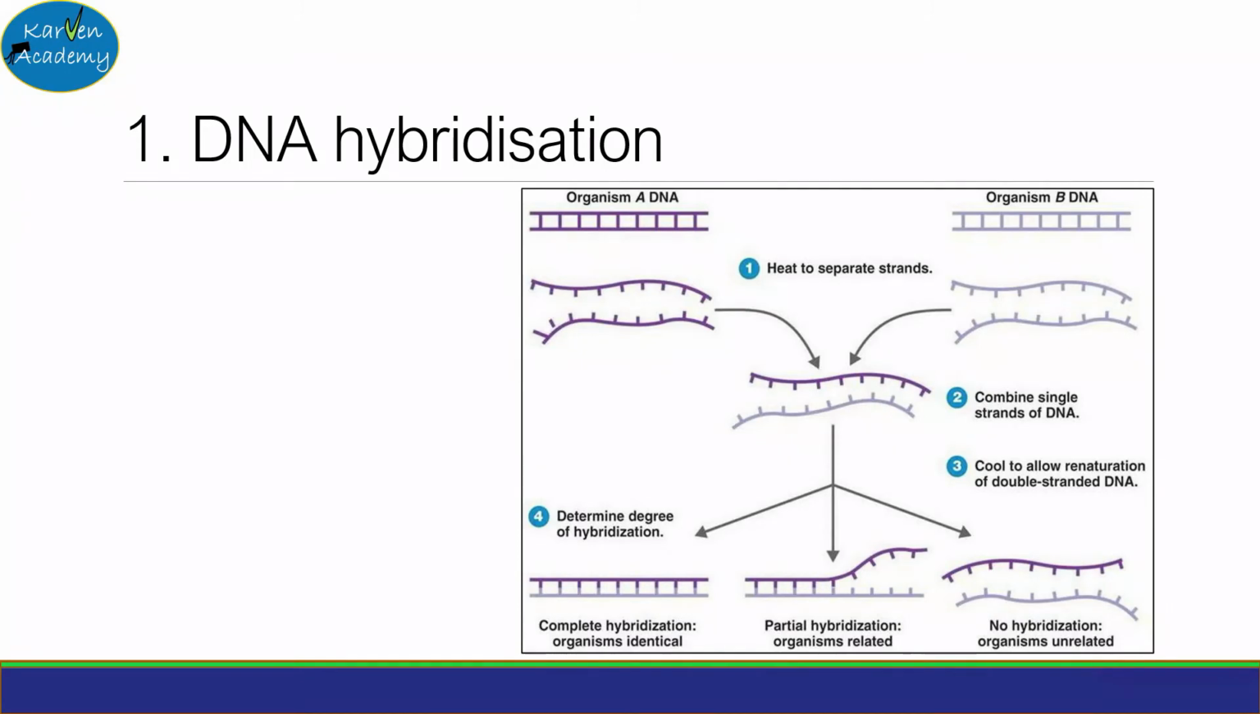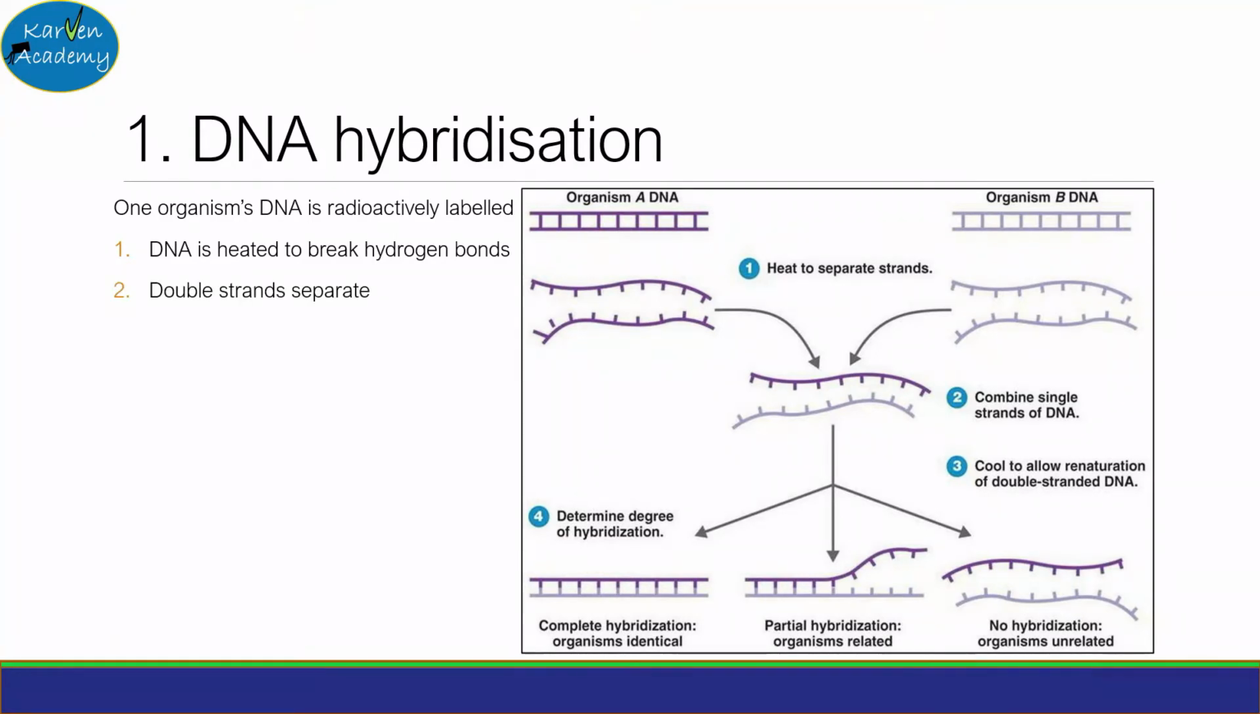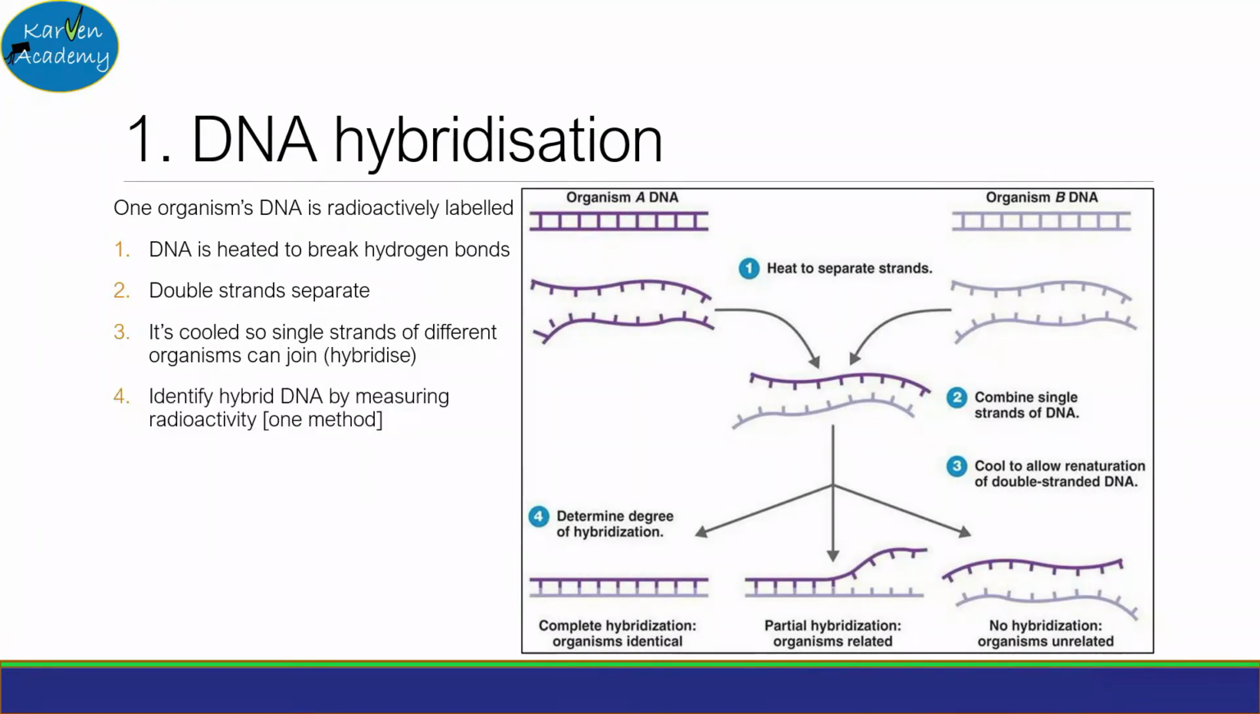The process involves one organism's DNA being radioactively labeled. Then the DNA is heated to break the hydrogen bonds between the strands. And as the strands separate, it's cooled so that the single strands of different organisms can join, and this we call hybridization. We can identify the hybrid DNA by measuring the radioactivity, or what we could do is heat the hybrid DNA to determine the temperature at which the strands break.